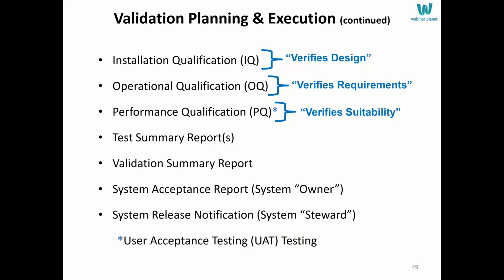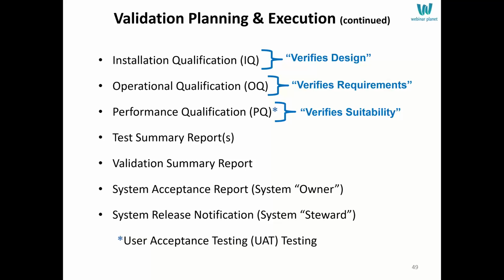With operational qualification, you're testing every single requirement, making sure it is met. With performance qualification, you're verifying suitability of the system to do what the user needs, with scenarios defined by your subject matter experts. Then you'll have test summary reports. You could have one for each of these three phases. You could have one that combines all three, as long as you can discern the difference.